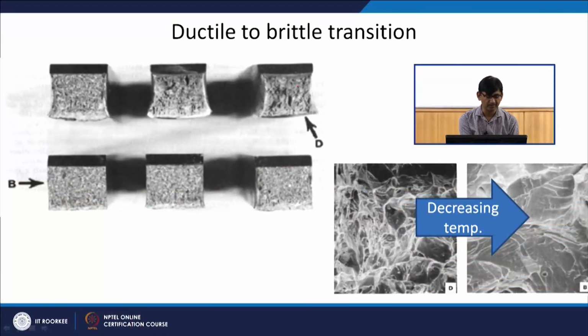The sample is tested at different temperatures. At high temperature it behaves like a ductile material, and at low temperature it behaves like a brittle material, and the fracture morphology also changes as a function of decreasing temperature. Here you can see that it has a ductile fibrous kind of appearance, whereas in this case you have faceted surfaces and river markings. So, for the same material the fracture morphology has changed from ductile to brittle.